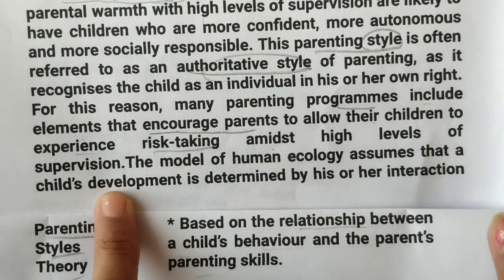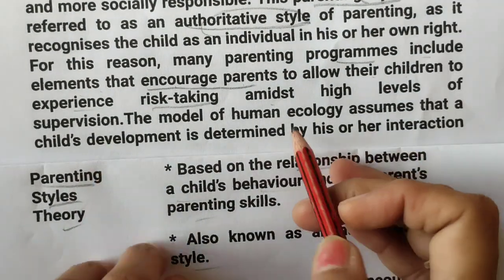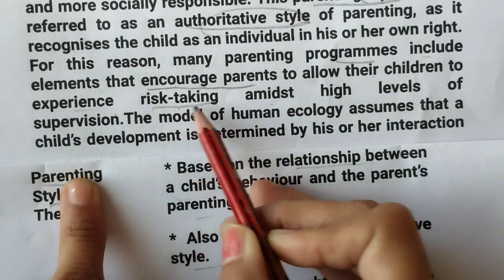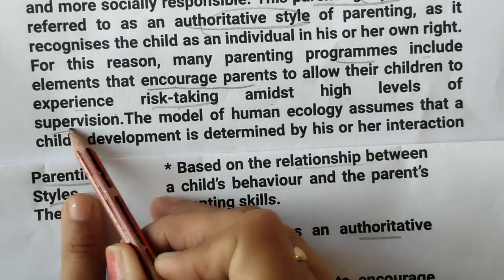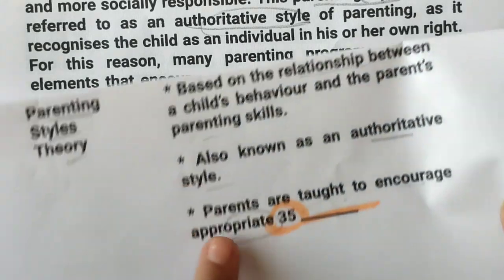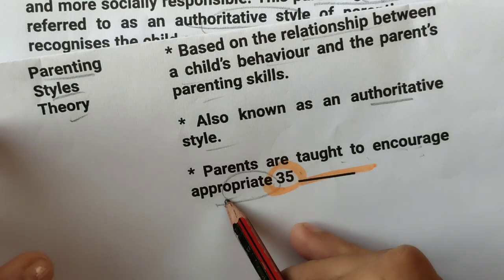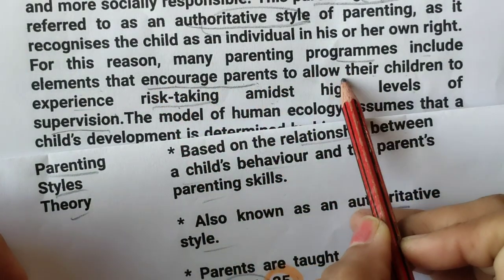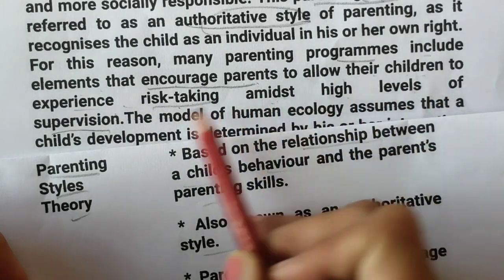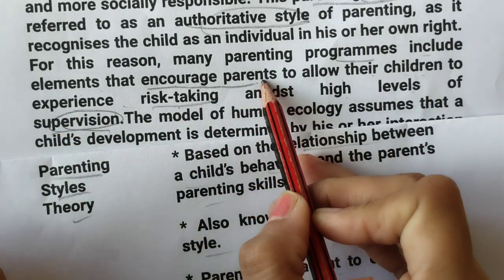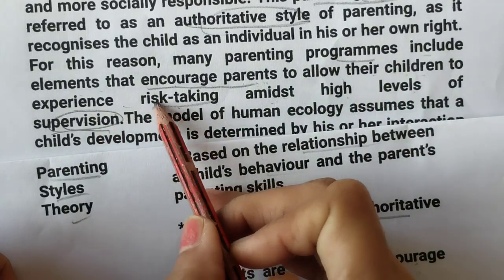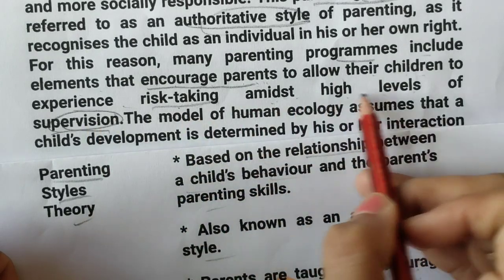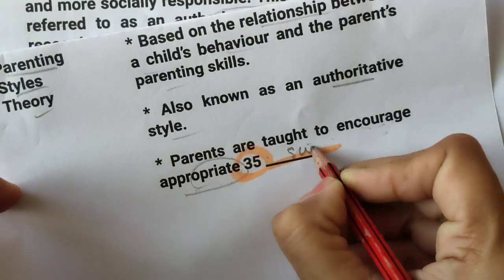So what they are looking for: parents to allow their children to experience risk taking aimed at a high level of supervision. Parents are taught to encourage appropriate. Okay, they are saying parents should be encouraged to allow their children to experience high risk taking, some work that requires supervision. So here appropriate supervision.